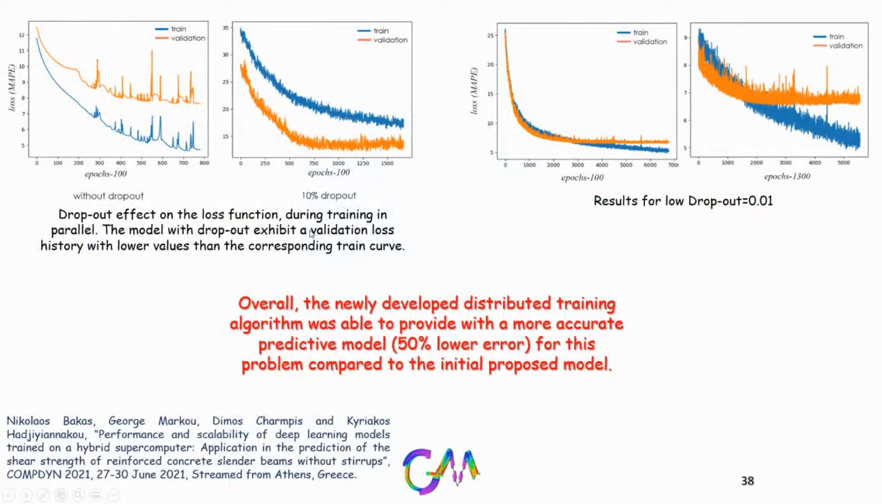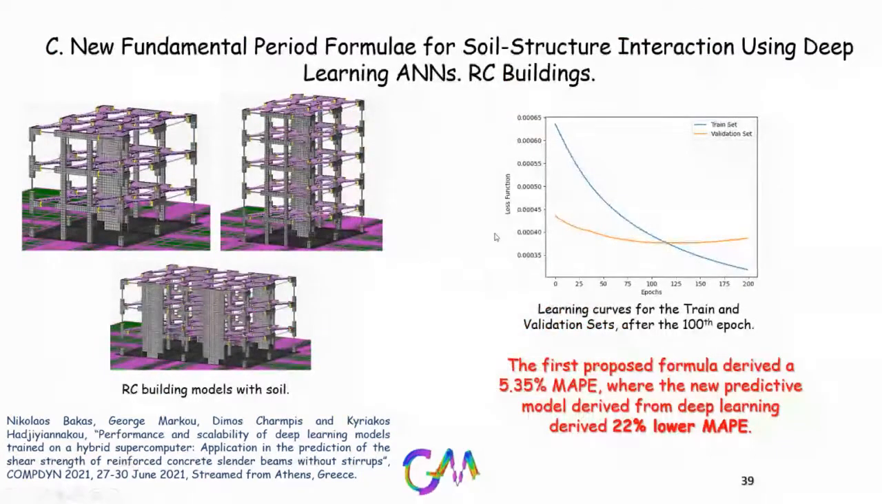And these are dropout effects and loss functions during training in parallel, and results for a dropout of 0.01. So this shows how fast the training and the validation is performed, and the faster, the better, and more accuracy, of course, and the lower the loss. And overall, our newly developed distributed training algorithm was able to provide a more accurate predictive model, 50% lower error for this problem compared to the initial proposed model. So we destroyed our own selves, the performance, we improved it by 50%. And this shows also the importance and significance of this model.